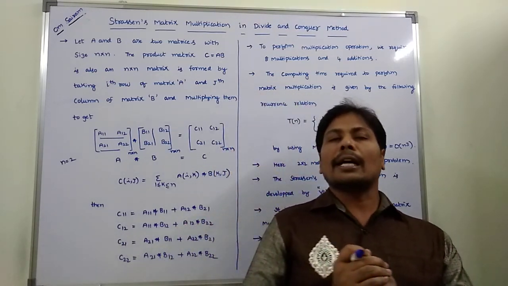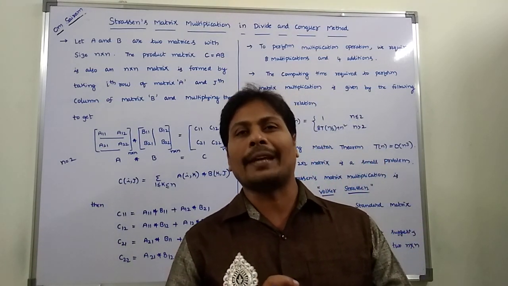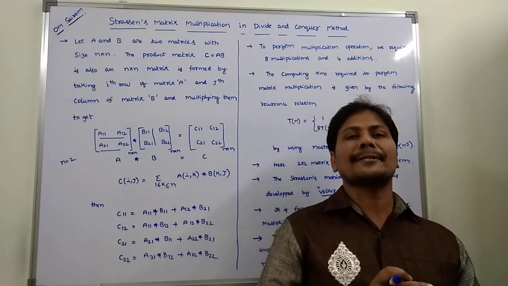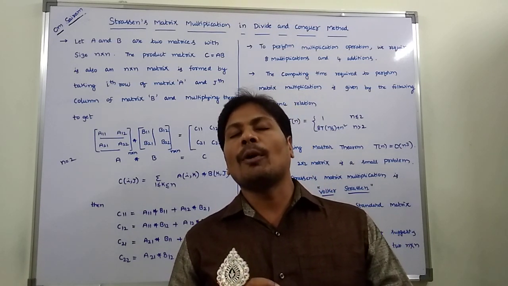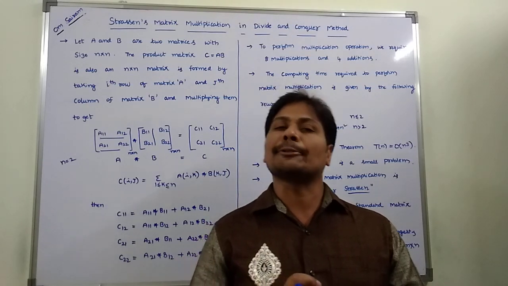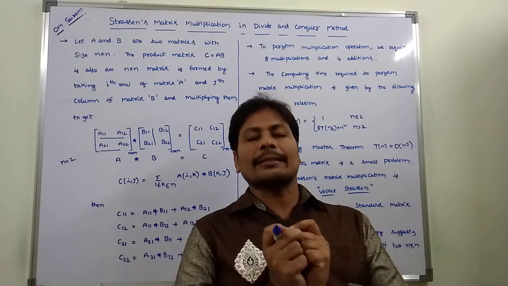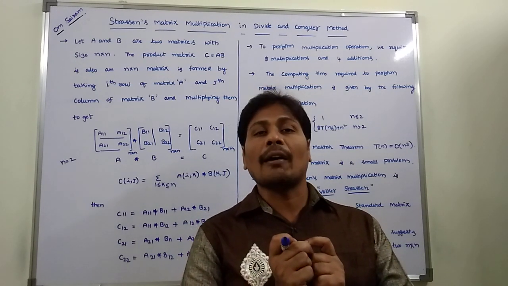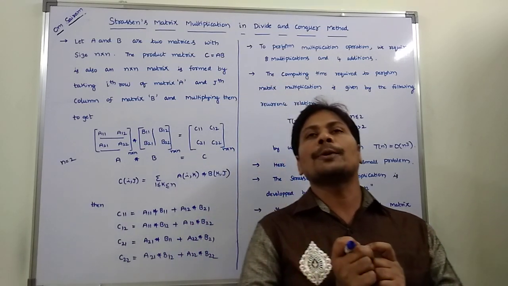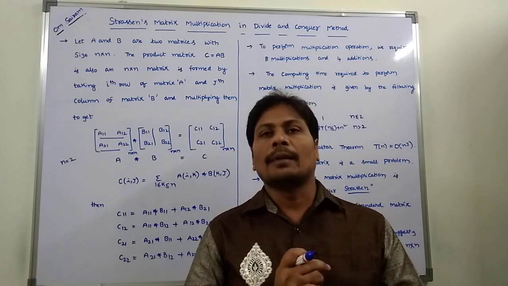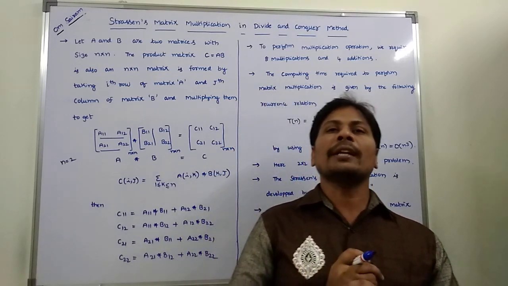In the conventional matrix multiplication, the time complexity is O(n^3), but in the case of Strassen's matrix multiplication, the time complexity is O(n^2.81). That is a slight change. This change occurs because one matrix multiplication is replaced by addition operations, because multiplication requires more cost compared to addition.